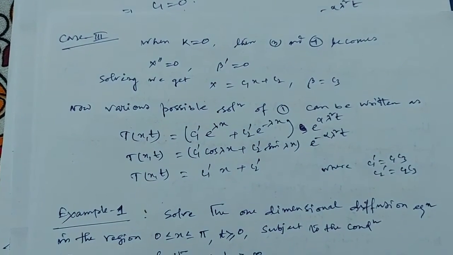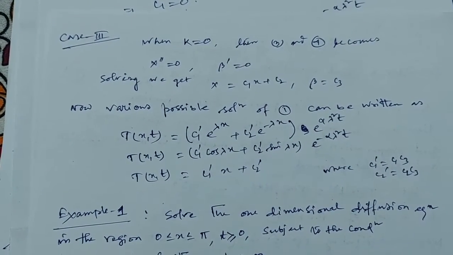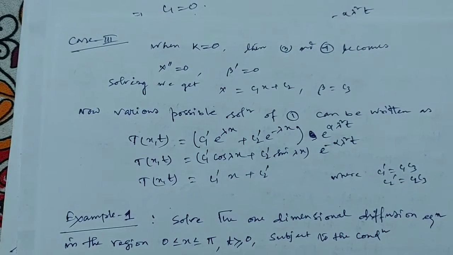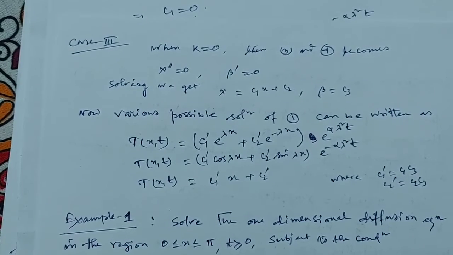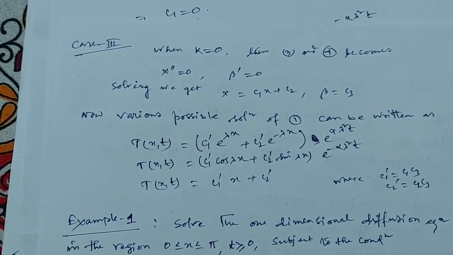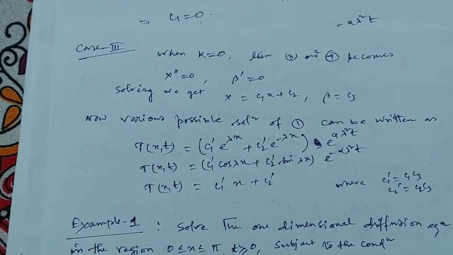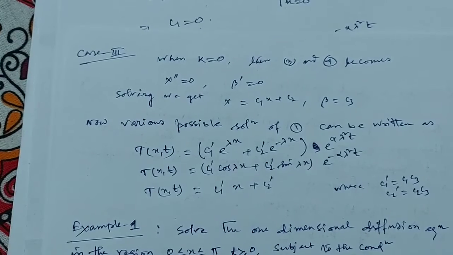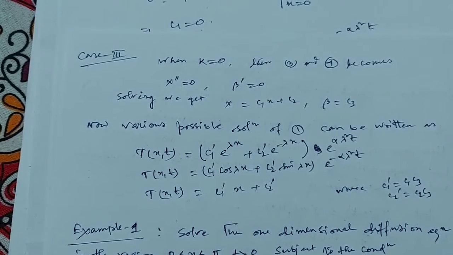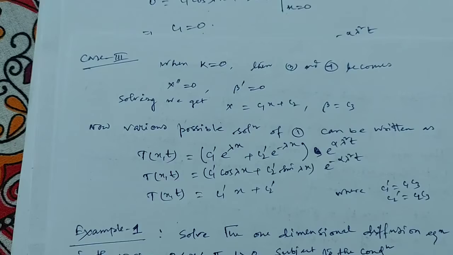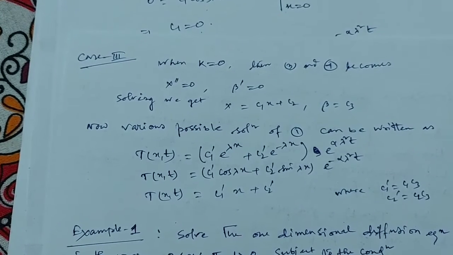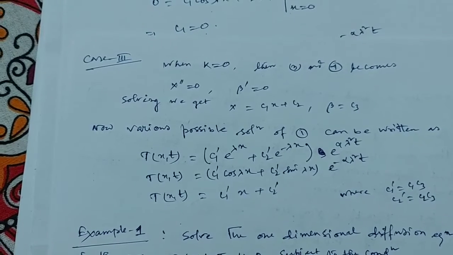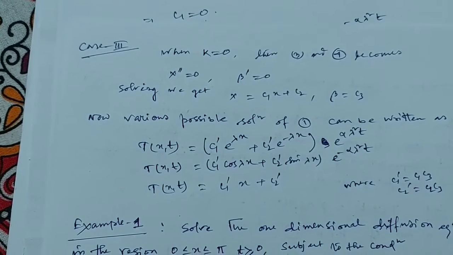So now we get three possible solutions, and these solutions can be written as capital T of x,t is equal to (c1 dash e to the power lambda x plus c2 dash e to the power minus lambda x) into e to the power alpha lambda square t, where in this case k is lambda square, a positive number. And capital T of x,t is equal to (c1 dash cos lambda x plus c2 dash sin lambda x) e to the power minus alpha lambda square t. In this case k is negative, minus lambda square.